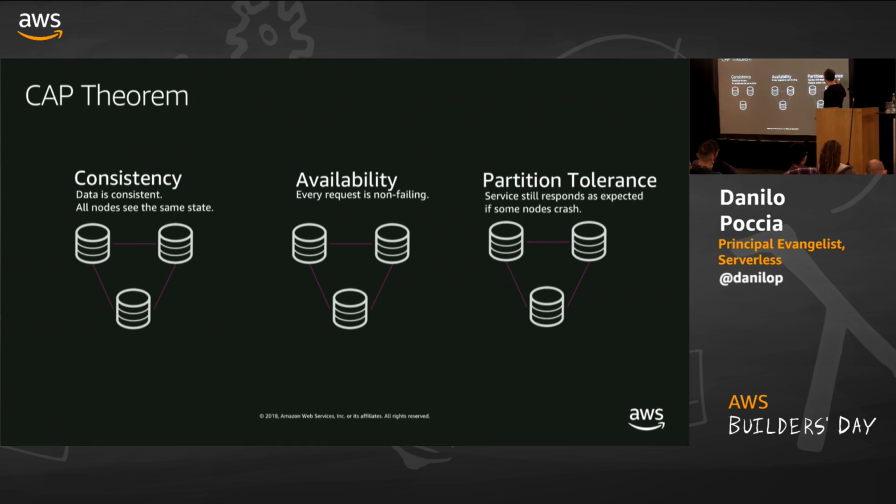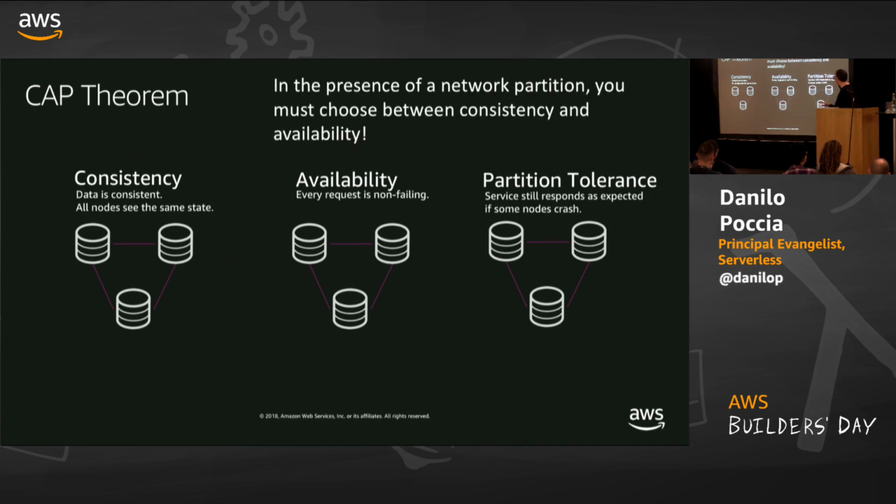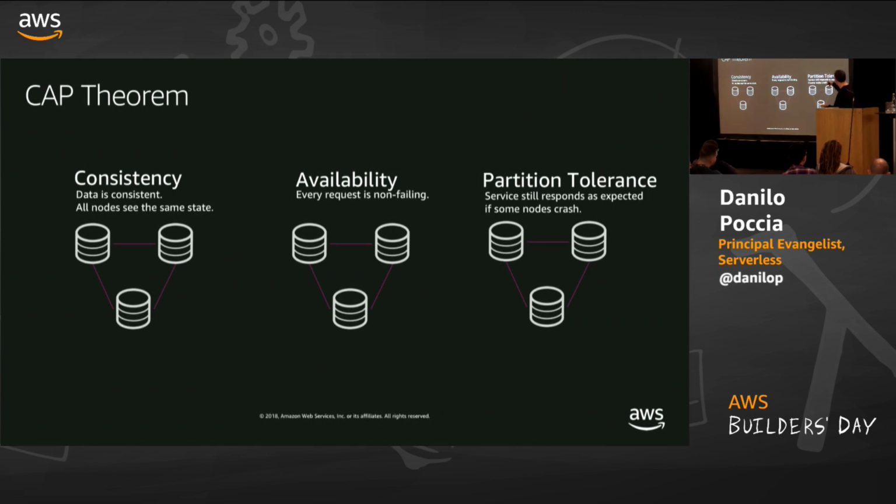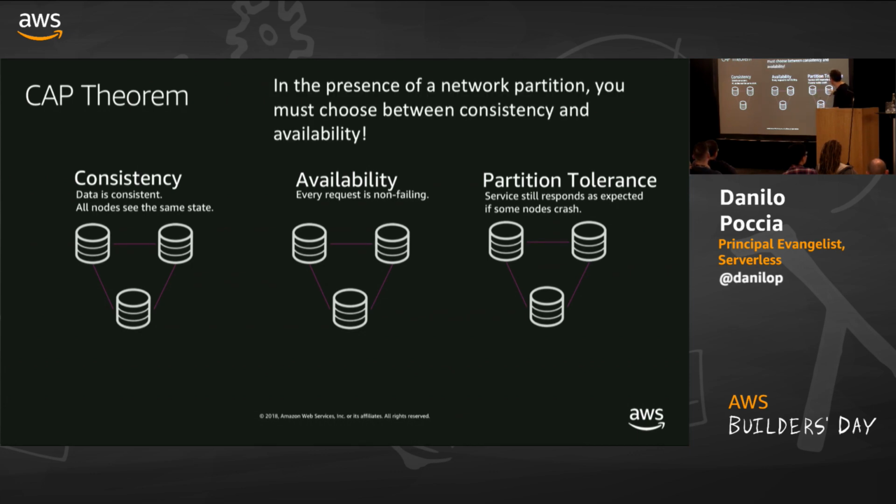And partition tolerance means that if you lose one of your partitions, then you're still able to respond as expected. So you're not losing data, for example, and you can still work correctly. So if you have a distributed architecture like a multi-region, then you need to have partition tolerance, because that's a must. You can't lose data, you can't lose customer information. So you need to choose between consistency and availability.